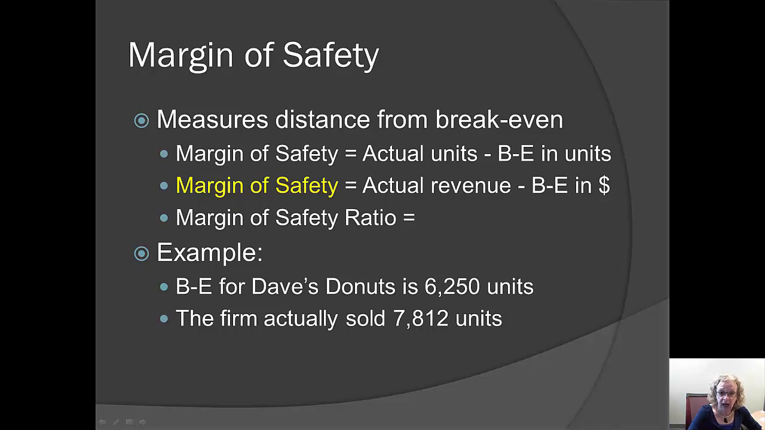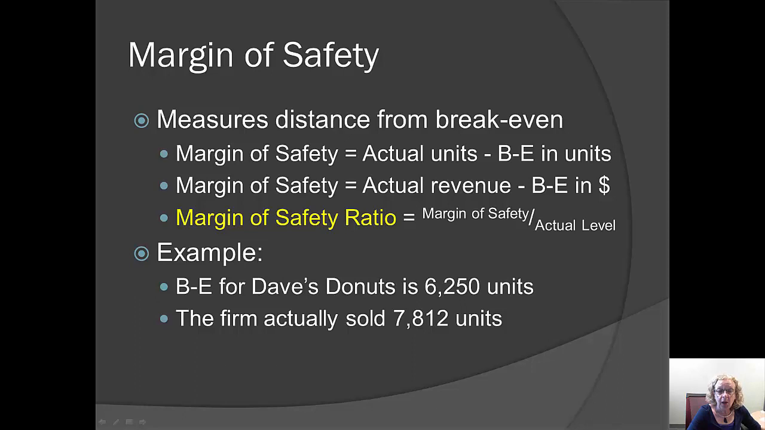Another way to look at it is with the margin of safety ratio, which is the margin of safety divided by the actual level. In other words, by what percentage could our sales decrease before we have to worry about not breaking even?